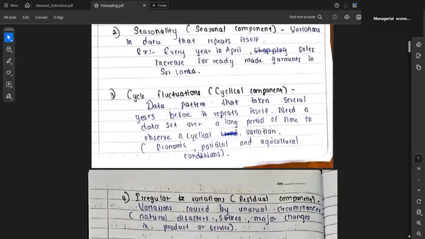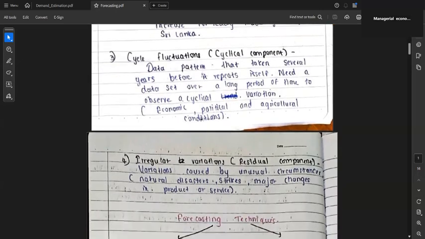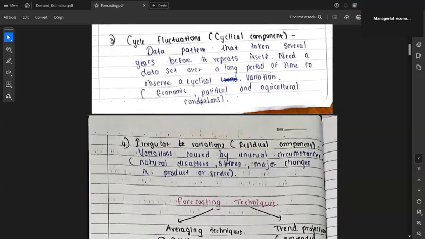Maybe the economic changes, economic recessions, economic growth, political changes, agricultural conditions. You have to get a long period of time to observe the fluctuations, observe the change. Then we have the irregular variations, residual components.